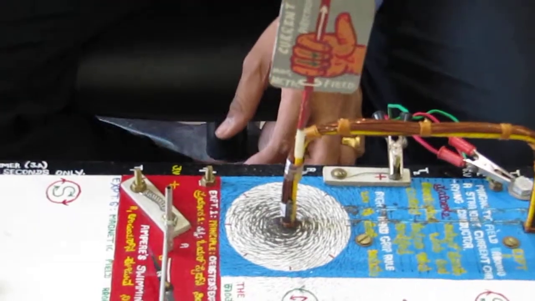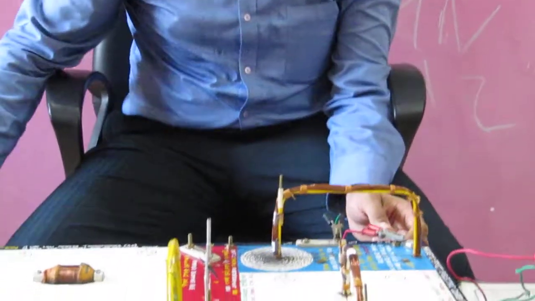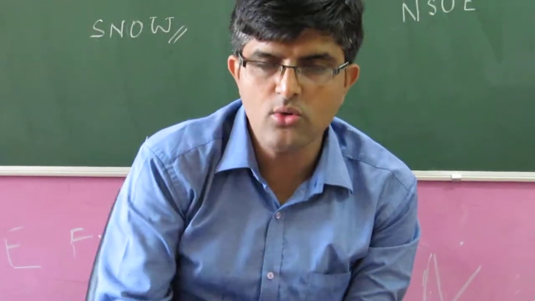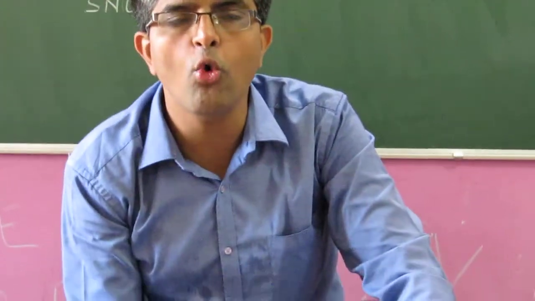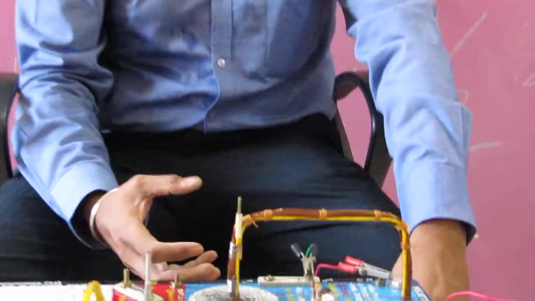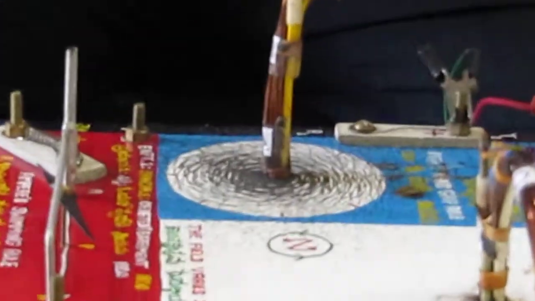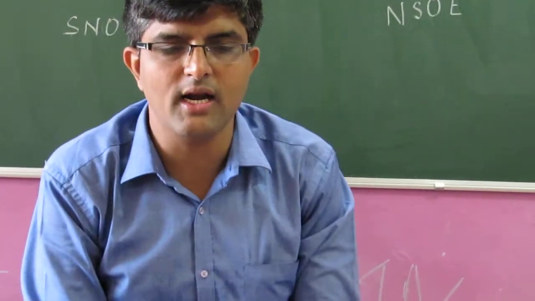My question is, why should we tap the board for aligning? The answer is that the iron filing particles tend to be held by the friction of the board. In order to overcome that, we have to tap the board so that, in weak magnetic fields, once they get tapped, they overcome the static friction and align themselves in the direction of the magnetic field. So this is about the straight current carrying conductor.